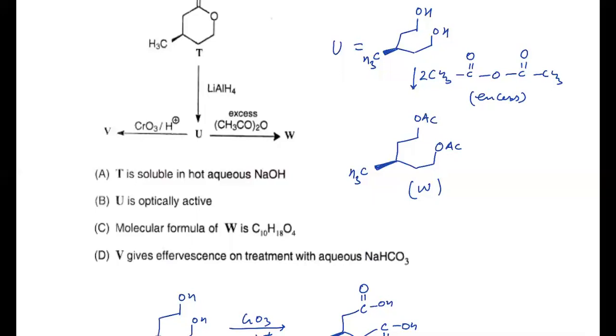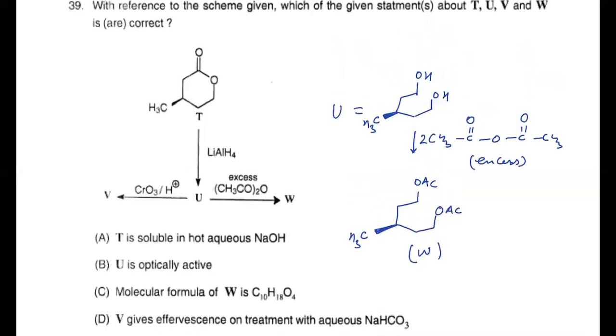U is optically active. This becomes incorrect, because in the case of U, you can see these two valencies are the same. This is CH2OH. This is CH2CH2OH. Same valency. Both sides have CH2CH2OH, so both the valencies are the same. So it contains a plane of symmetry, optically inactive. So B is incorrect. So this is optically inactive.